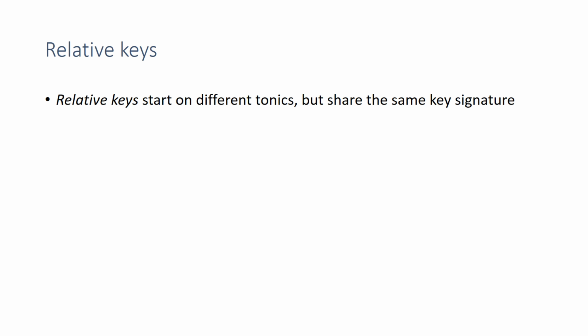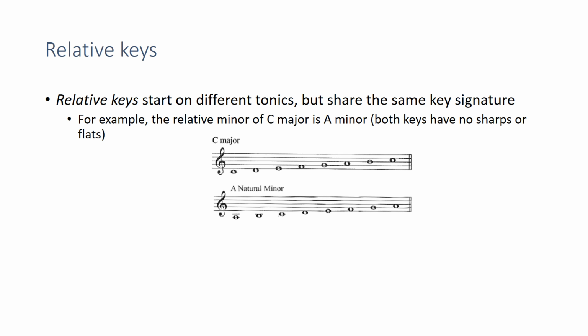The other type of relationship between major and minor keys is relative. So relative keys do not have the same tonic like parallel keys. They start on different pitches, but they do have the same key signature. So you might remember that as you having the same DNA as one of your relatives. And we could think of the key signature as the DNA that makes these relative keys the same or related.